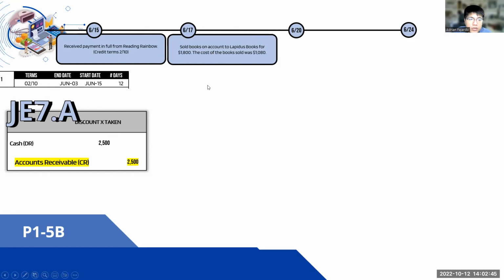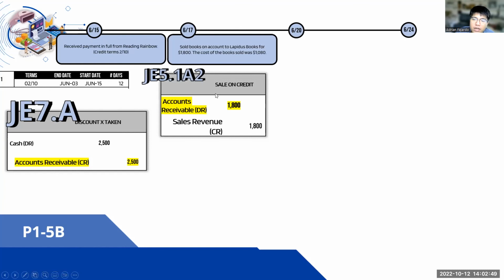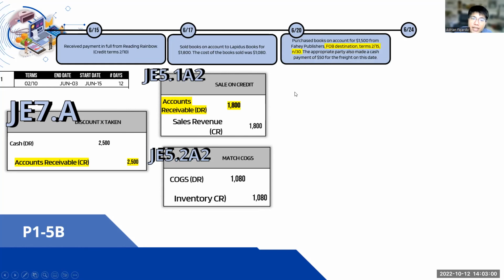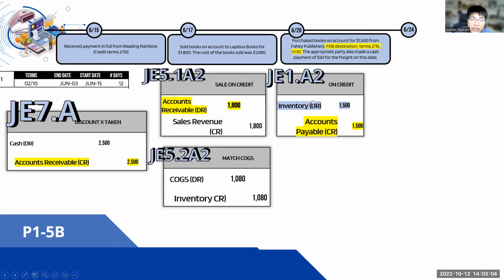On June 17, we sold books on account. So again, we sold books, so 2 entries again. Revenue, debit AR, credit sales revenue of 1,800. Match the COGS. Debit COGS, credit inventory, 1,080. Right? On June 20, they purchased again to replenish their stock. So that's just basically debit inventory, credit AP. Again, FOB destination, so there is no entry to record any freight.